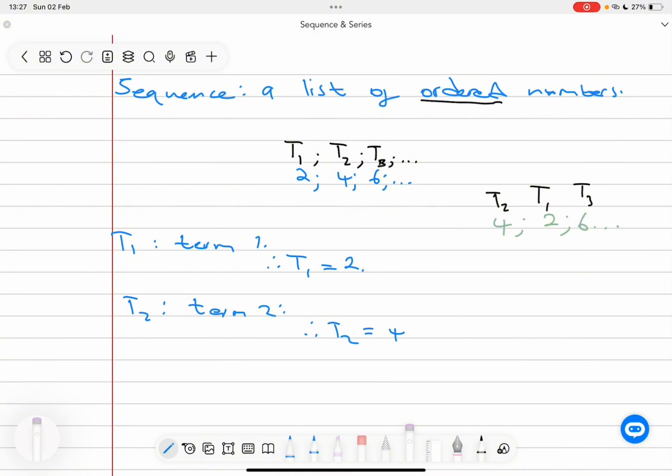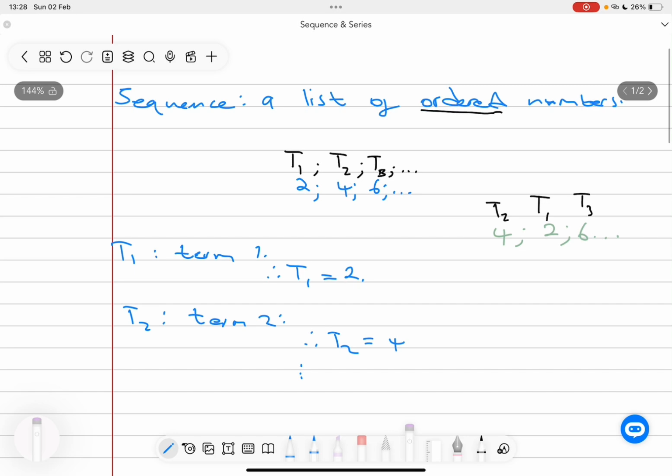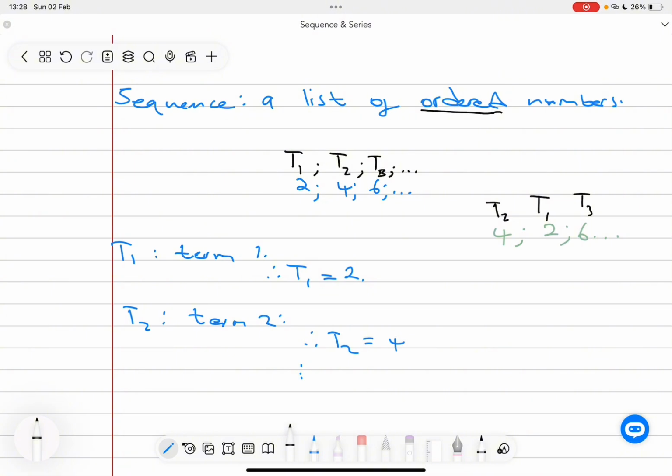And it will continue going on like that. We will still have the third term, which will be T3, and is going to be given by 6. And this will go on like that. Now, if we continue growing these numbers, we get to a point where we then have what we call Tn. Now, the Tn would mean the nth term.